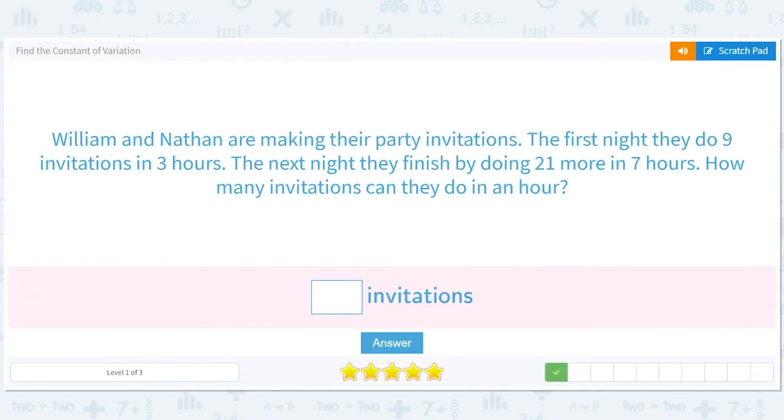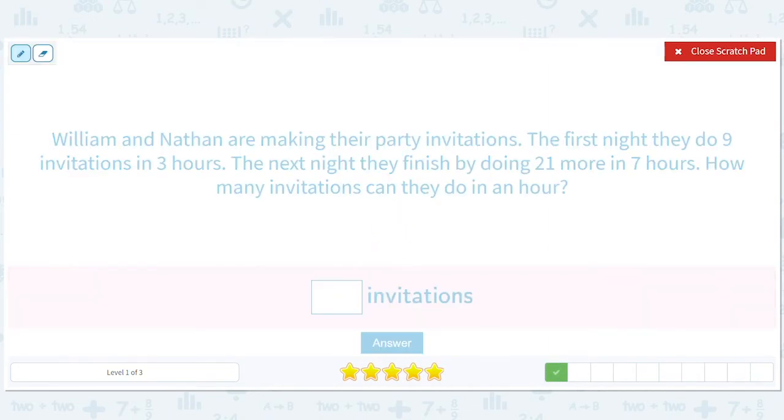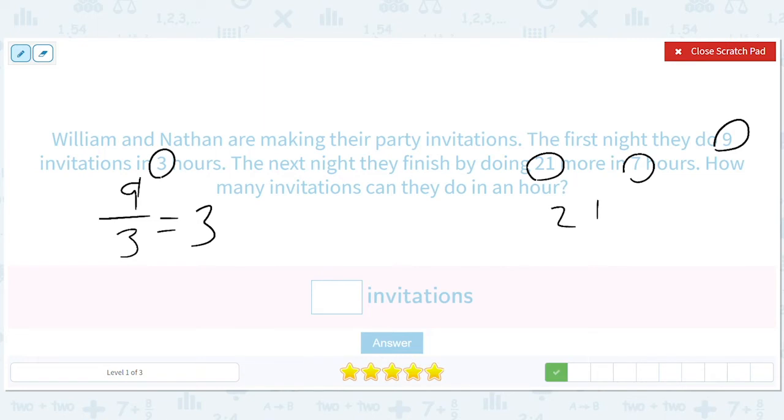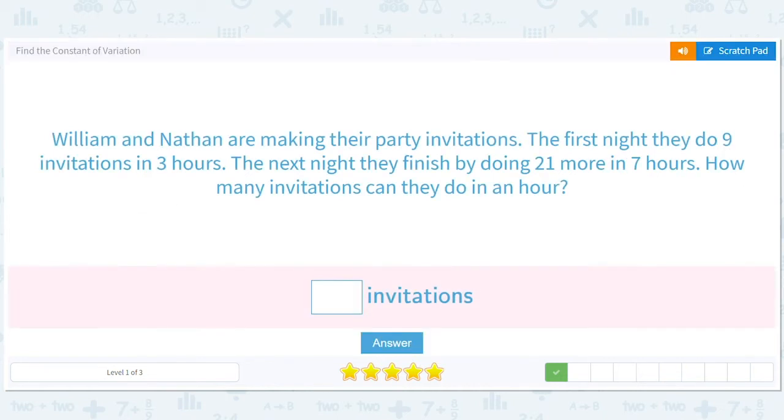Okay. So William and Nathan are making their party invitations. The first night they do 9 invitations in 3 hours. So let's get our answer. How many invitations per hour? 9 divided by 3 gives us 3. Then let's go ahead and check. They also do 21 invitations in 7 hours. So 21 divided by 7 equals 3. Check. Great. So 3 invitations per hour.